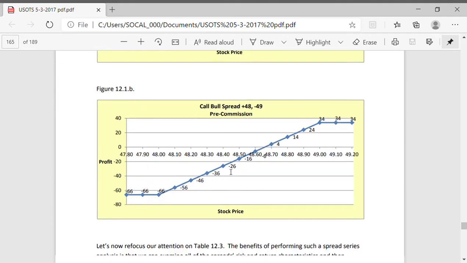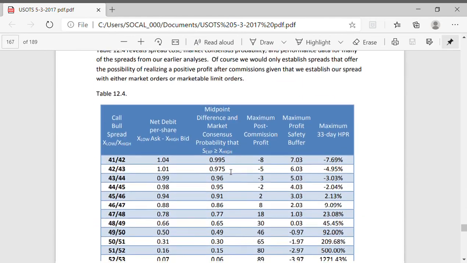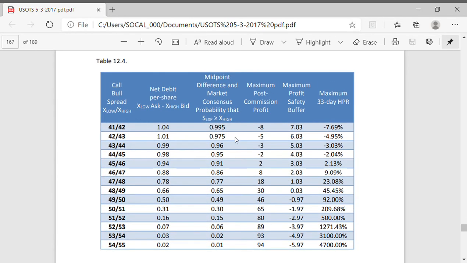Okay, now we want to make the big observation. Here it is. Now I've considered commissions, but now I have here for the 41.42 through the 54.55, the net debit per share. If you bought the lower strike call at the ask, and you wrote the higher strike call at the bid. So here this 104 again, remember, is buying the 41 call at its ask and writing the 42 call and receiving its bid. $1.04, you'd never want it.